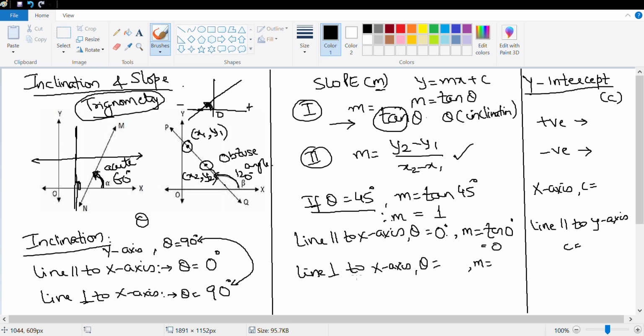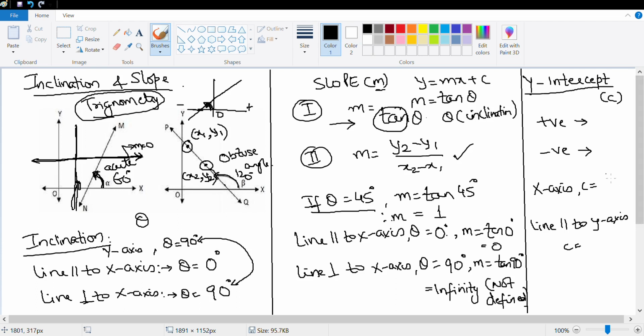For a line which is perpendicular to the x-axis, which is what we've done earlier, theta is equal to 90 degrees, which means m is equal to tan 90 degrees, and tan 90 degrees is infinity. It is not defined as per what we learnt in trigonometry. So the slope of a line which is perpendicular to the x-axis is not defined, and for a line which is parallel to the x-axis, theta is 0, so m is equal to 0.